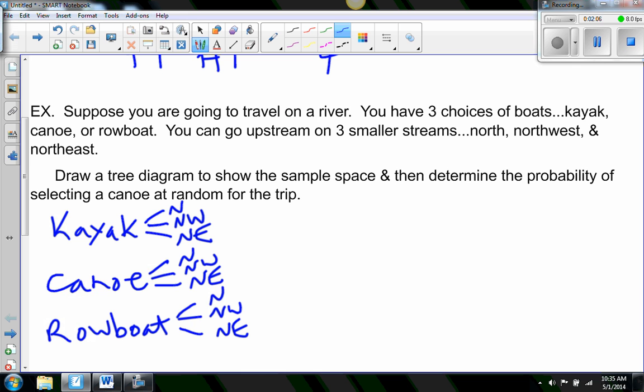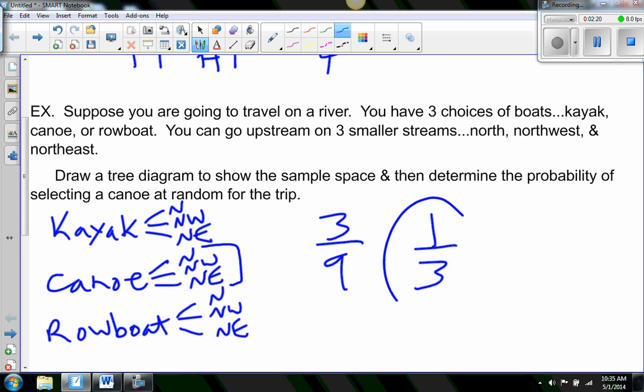It says, and then determine the probability of selecting a canoe. Well, how many choices do I have total? I have 3, 6, 9 choices. How many of them involve canoe? These 3. So 3 out of 9, or 1/3, since we're supposed to reduce it.